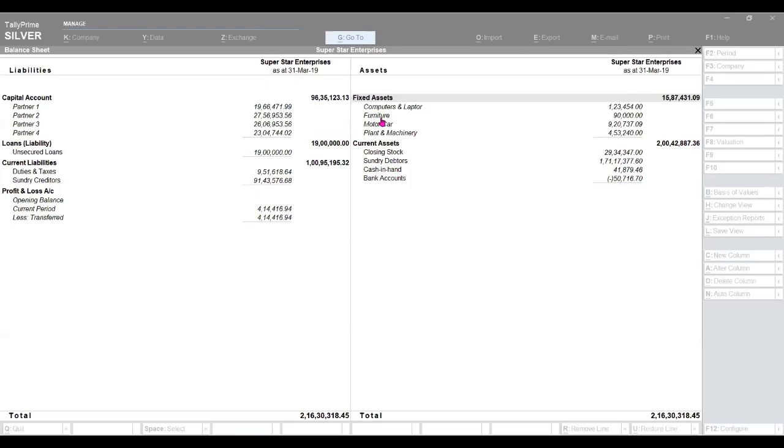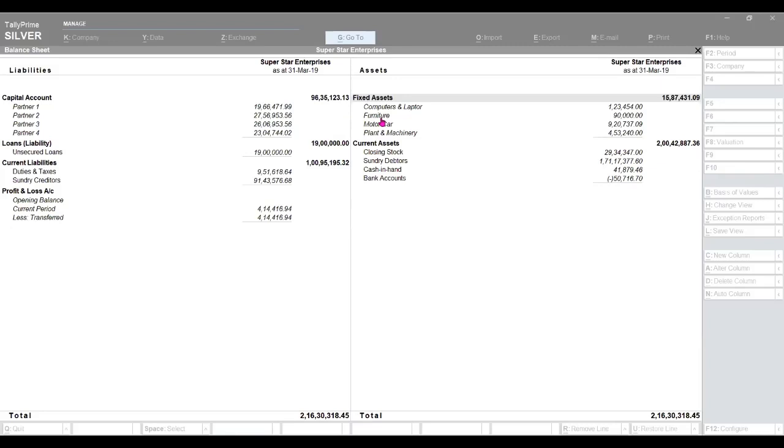Now, what do you mean by expenses? What are the different expenses you incur? There are two categories of expenses. Before direct, a very important expense. Purchase is your important expense.